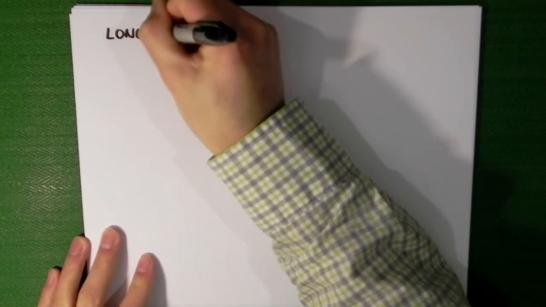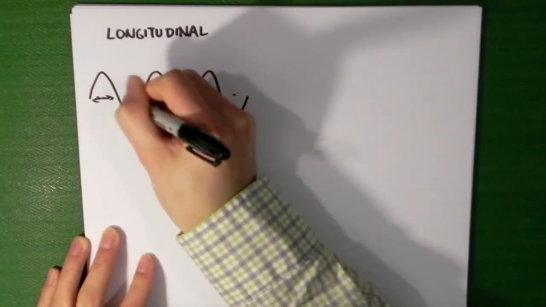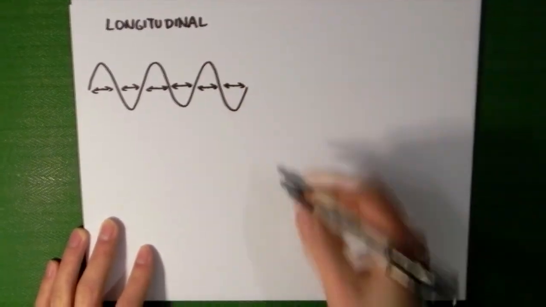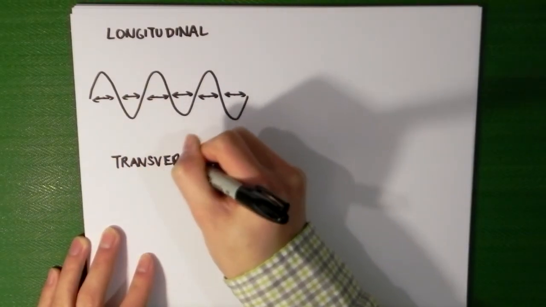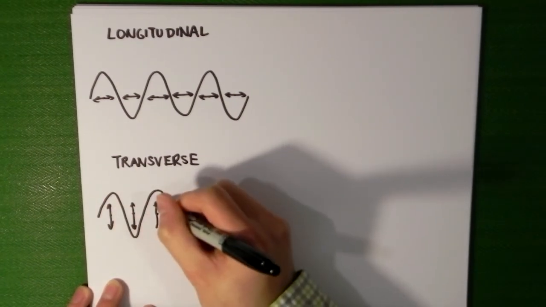So just some basics before we go any further. There are two different types of waves, longitudinal and transverse waves. Longitudinal waves means that the oscillations are parallel to the direction of the wave, whereas transverse waves oscillate perpendicular to the direction of the wave.